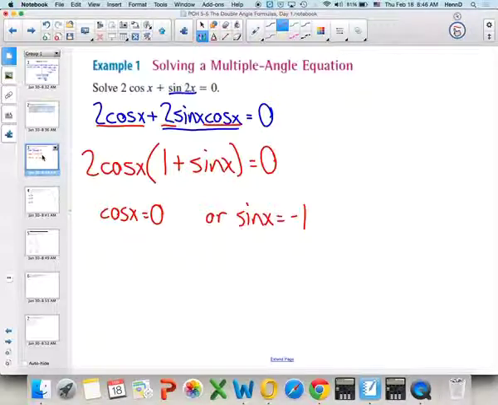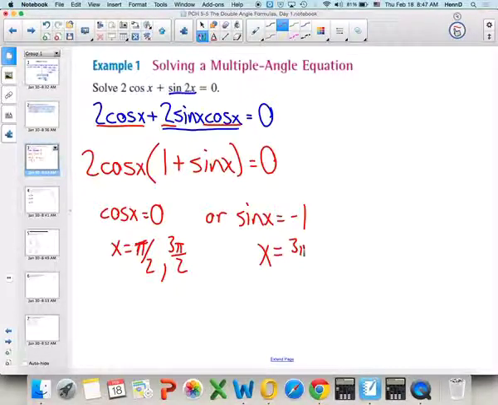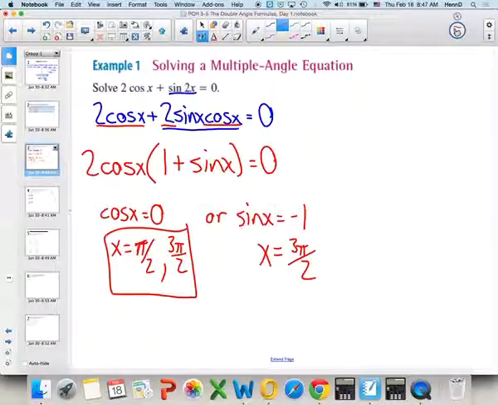So where does cosine equal 0? Pi over 2 and, good, 3 pi over 2. And where does sine equal negative 1? At pi, wait, no, not at pi. At 3 pi over 2. Almost got me. So we got a repeat here, which is fine. So here's our answer. Pi over 2 and 3 pi over 2 are our 2 answers.